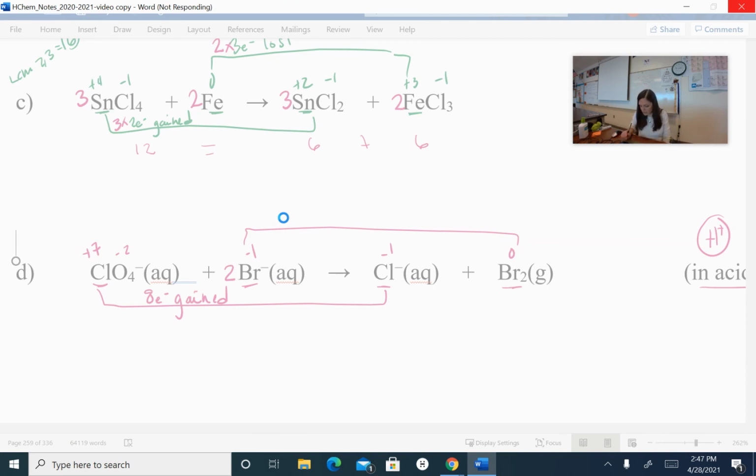So we're losing 2 electrons on the bromine. Okay, so while we're thinking of that, our least common multiple between 2 and 8 is 8. So we're going to have to multiply all our bromines by 4 to give us 8 electrons.